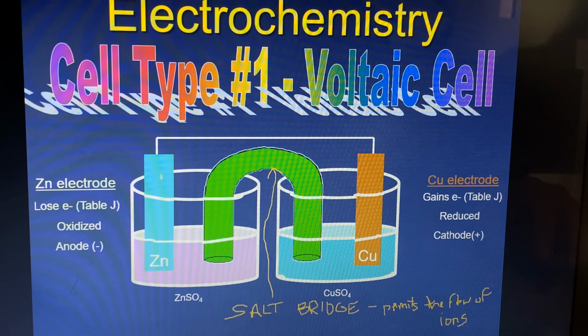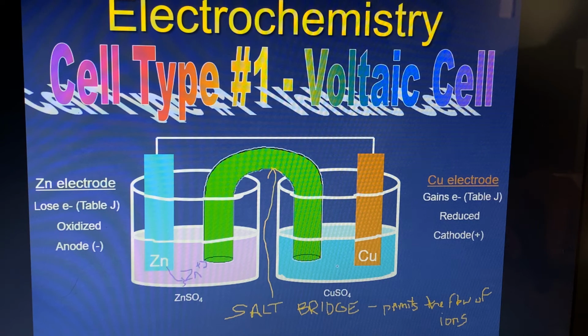the zinc electrode? It's losing electrons, which means it's kicking off positive ions into solution. So you got these purple zinc ions over here that are coming off because you're kicking them off here.